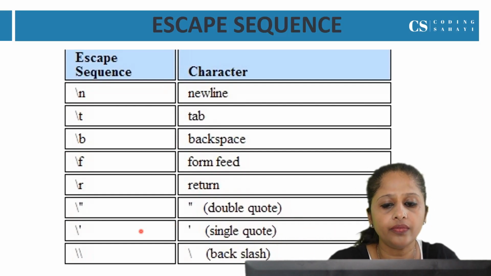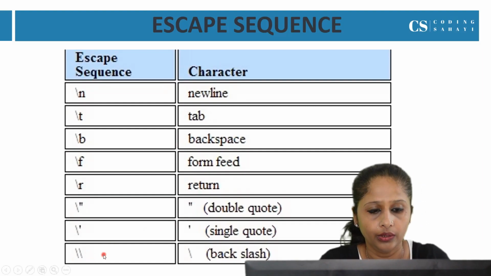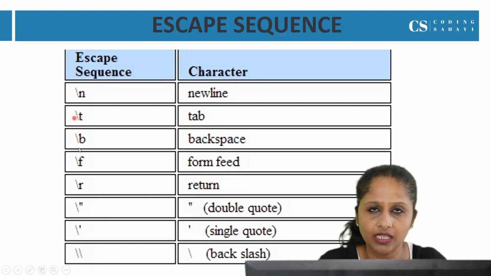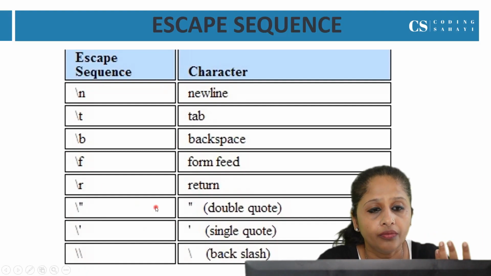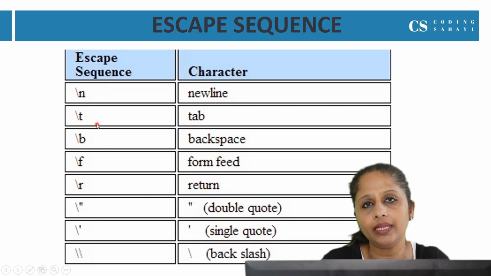Same way you can give a single quote, and if you want to give a backslash, that is a double slash. More escape sequence characters are there. These are some of the common escape sequence characters. Anyhow, we use \n and \t commonly in all programming languages.